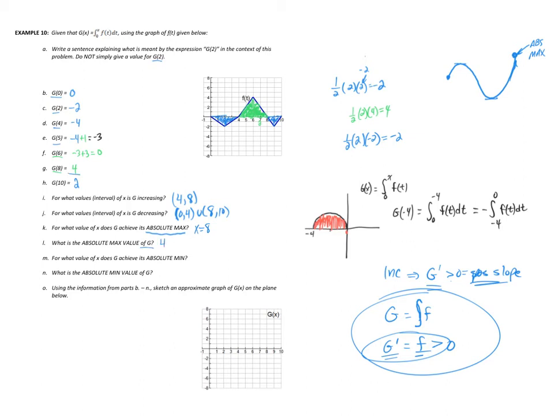And as far as getting an absolute min, you want to think, okay, it's when our slope goes from negative to positive, or at an endpoint. We have a slope going from negative to positive. The slope of g, which is the value of f, goes from negative here to positive there at 4.